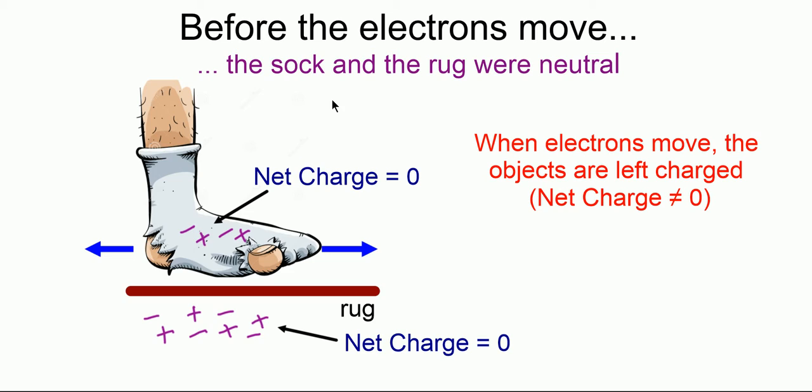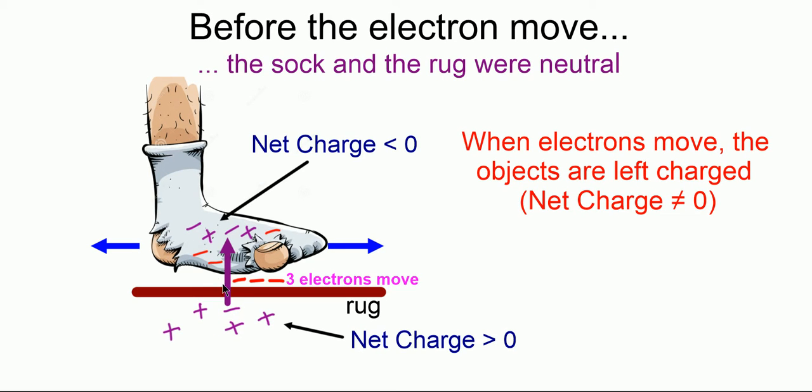Let's look more closely at the charges before and after. Now, this is a before picture. You know what neutral means? It's zero charge. So look at the sock. It's drawn here as neutral. For every negative, there's a positive, and they cancel. So the net charge of this sock is zero, and that's what we call neutral. Down here as well on the rug, for every negative, I've got a positive. So it's also neutral down here. Now it says here, when electrons move, the objects, that'll be the sock and the rug, are left charged. Their net charge is no longer zero. They're not neutral. Let's see how that happens.